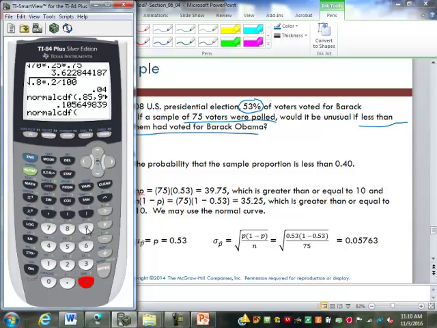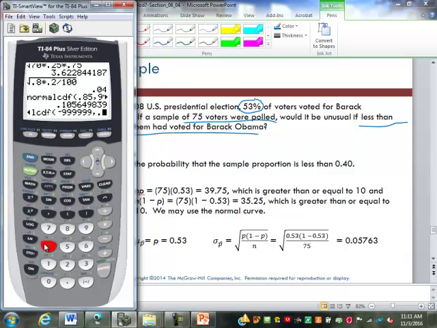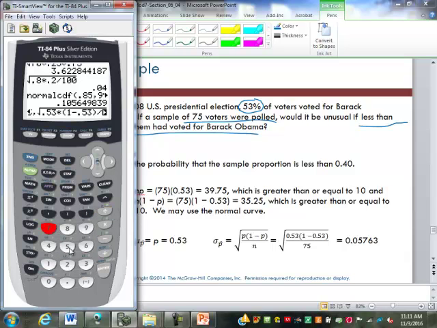So we're going less than, so negative infinity to 40%, or 0.40, I should say. Just 0.4 we're going to put in there. The mean should be the population proportion of 0.53. And our standard deviation, we're going to put in right now, second square root, 0.53 times, parentheses, 1 minus 0.53, parentheses, divided by the sample size of 75.